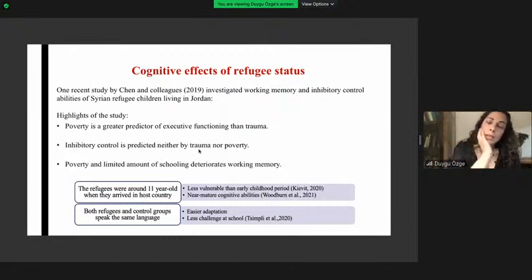The other issue is they speak the same language as the majority population. So they both speak Arabic. So we may argue that they had no difficulty adapting to the country, or they didn't have so many challenges at school.